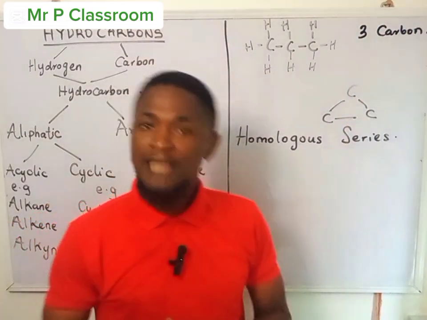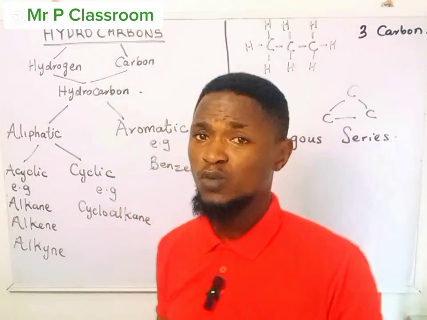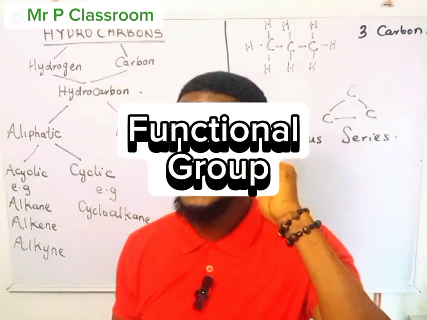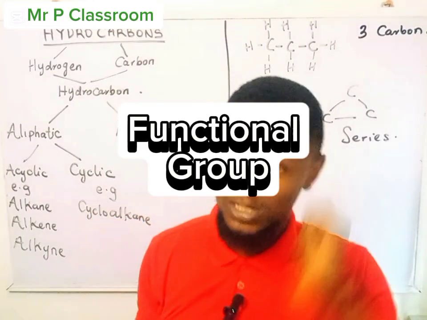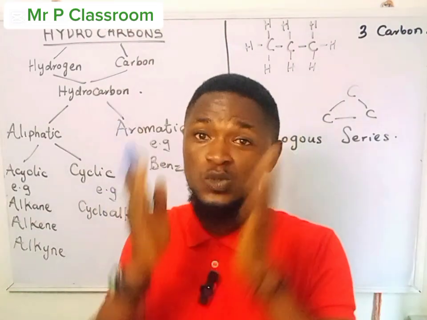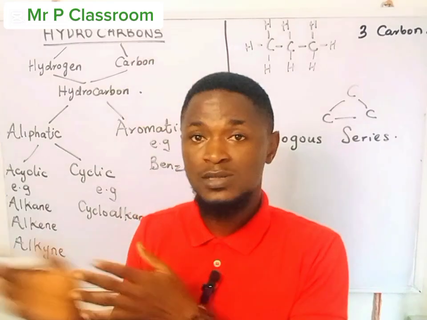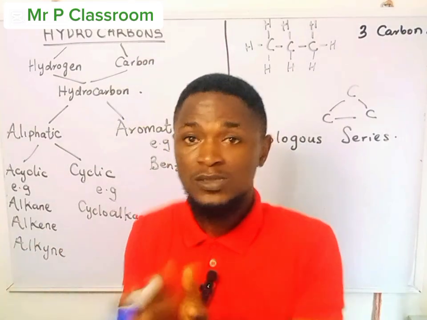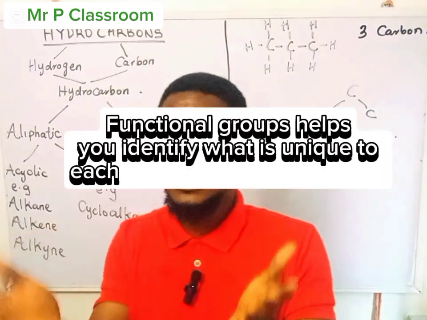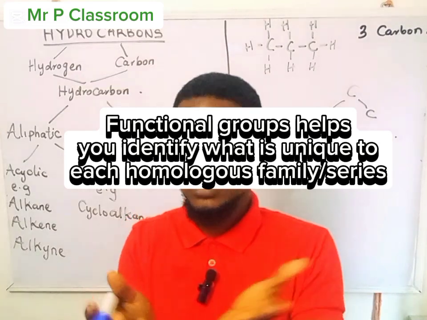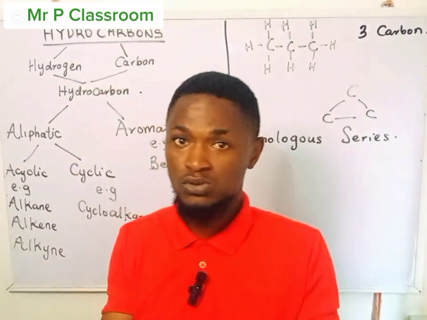Okay? Now, for the families, they have what they call functional group. Open your ear. I said functional group. This functional group is what will let you know what is unique to each family, to each homologous series. Okay? So that is what will make you identify easily which family a carbon compound belongs to.